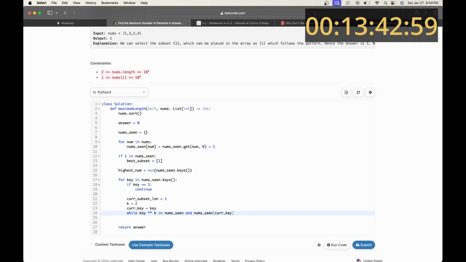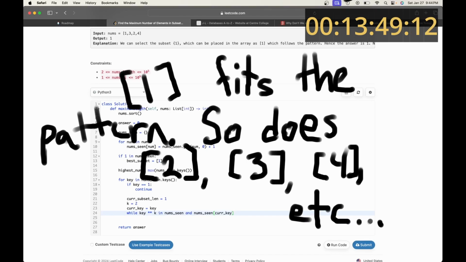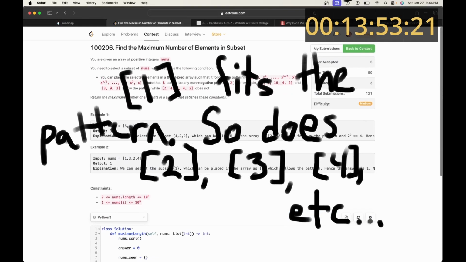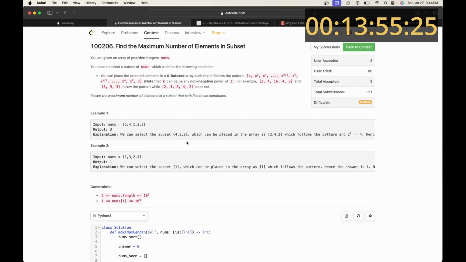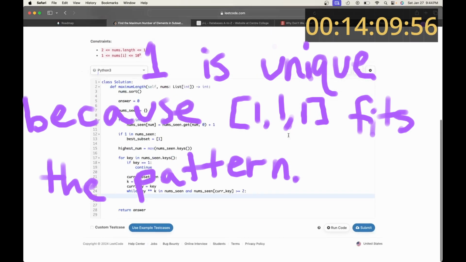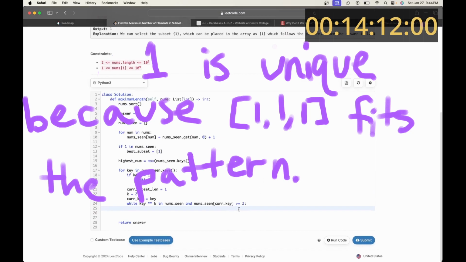The real trick with this problem is the 1 is an edge case. I also just misread the second test case they give us. They point out explicitly that 2 and 3 and 4 by themselves are valid answers. So pretty much if the list isn't null, you're going to get at least an answer of 1. But what's more important is that for the number 1, you can make the pattern over and over again with 1, because 1 squared is still 1, and 1 to the 4th, and 1 to the 6th, and whatever.